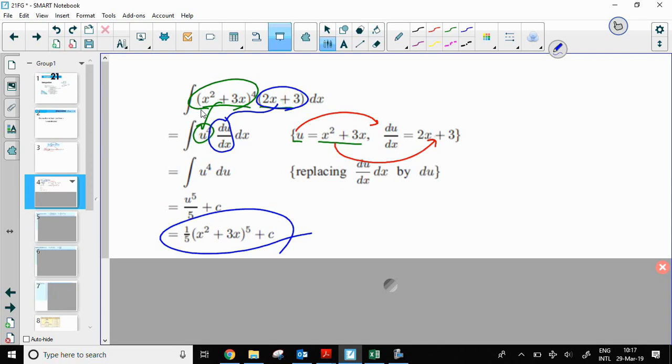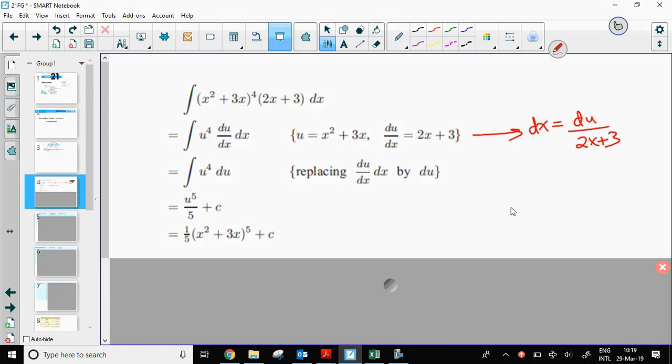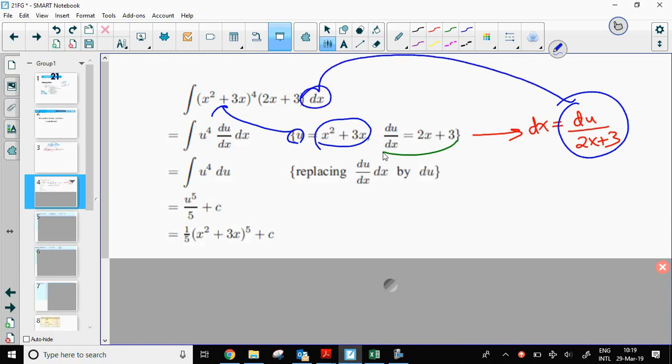And we've done it. I tend to write my work a little bit differently. I go one extra step from here, and I actually solve for dx. Then I perform the substitution: instead of x squared plus 3x, we write a u. And instead of the dx, I substitute in du over 2x plus 3. That 2x plus 3 and that 2x plus 3 would cancel, and then I would get the integral of u to the 4th du.